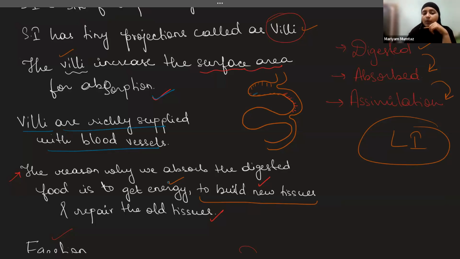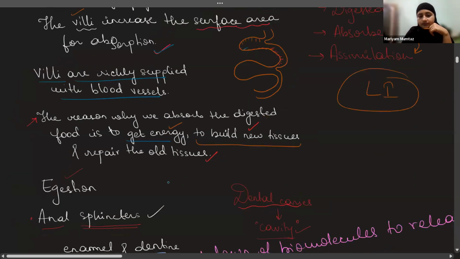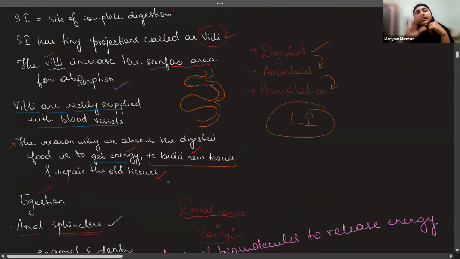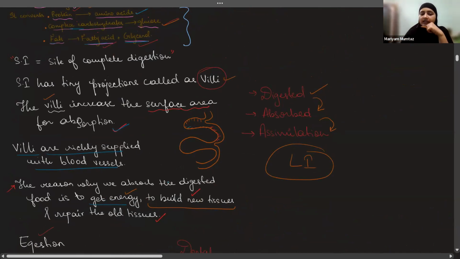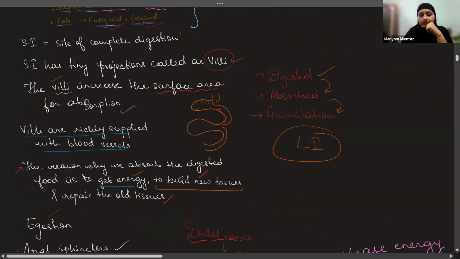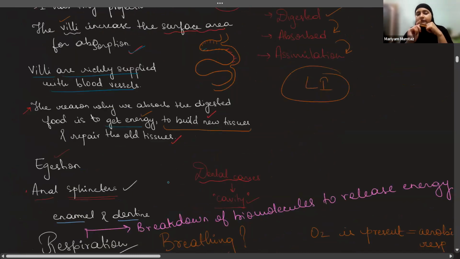Now, the reason why we absorb the digested food is to get energy, obviously, to build new tissues, to repair the old tissues, right? We do all of these things so that we can get energy and do our body's work, right? Yes. So, this is the whole entire process of digestion and absorption. Any doubts up till now? No, ma'am.